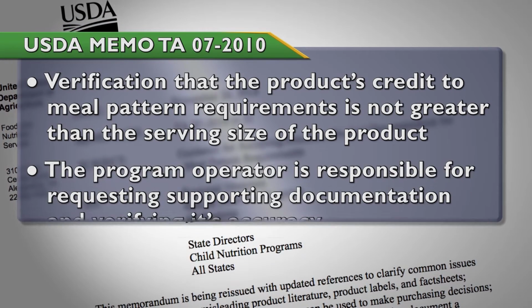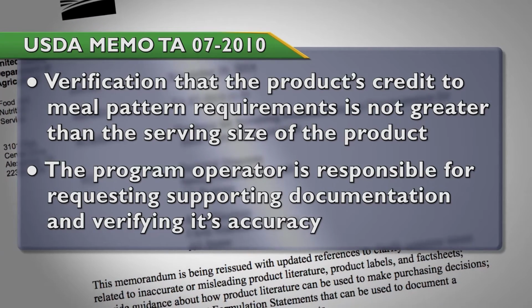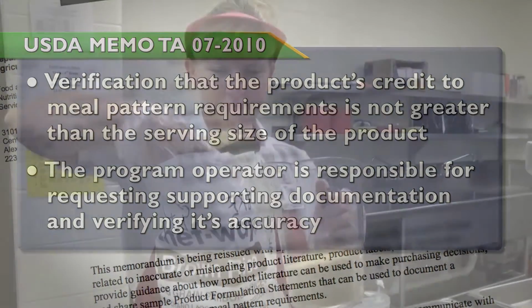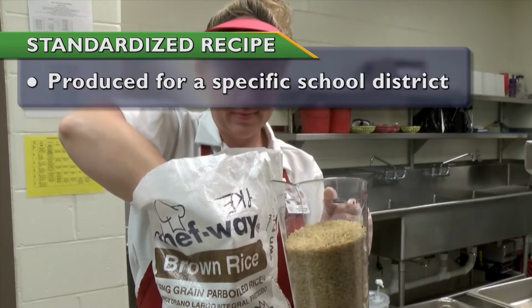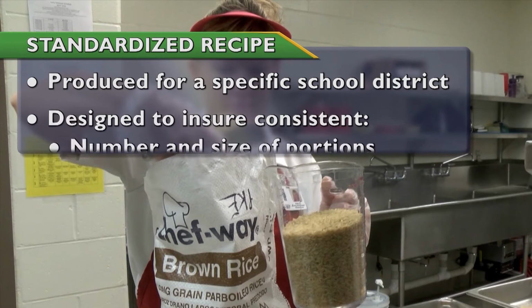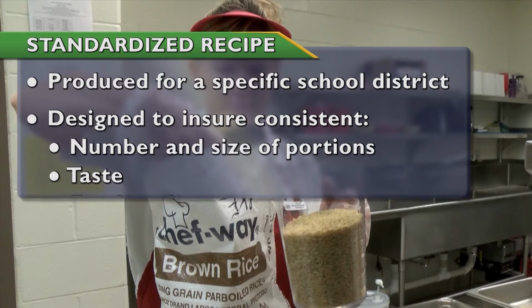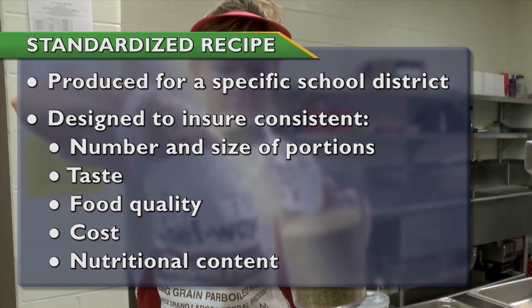The program operator is responsible for requesting supporting documentation and to verify its accuracy. A standardized recipe is a recipe produced for a specific school district and is designed to assure the same number and size of portions, the same taste, food quality, cost, and nutritional content every time the recipe is used, regardless of who makes the product.